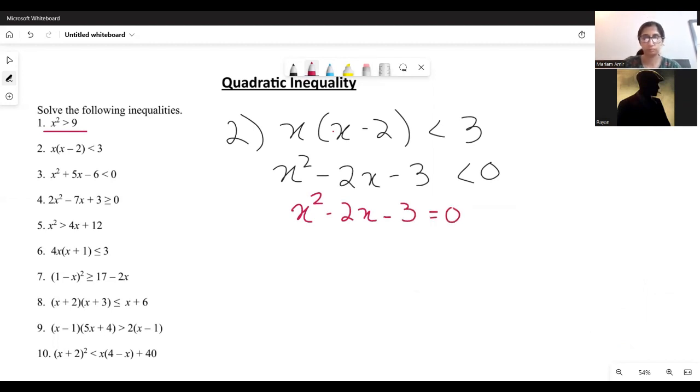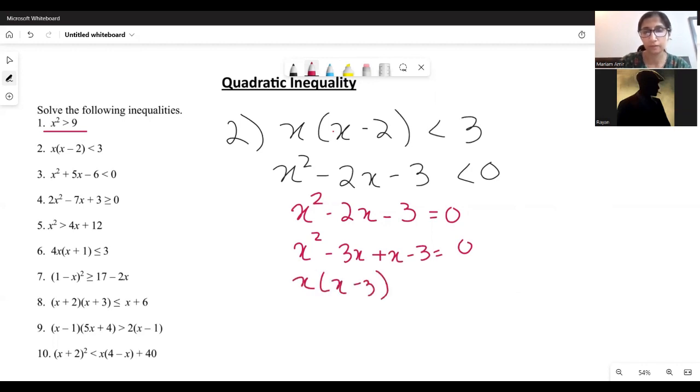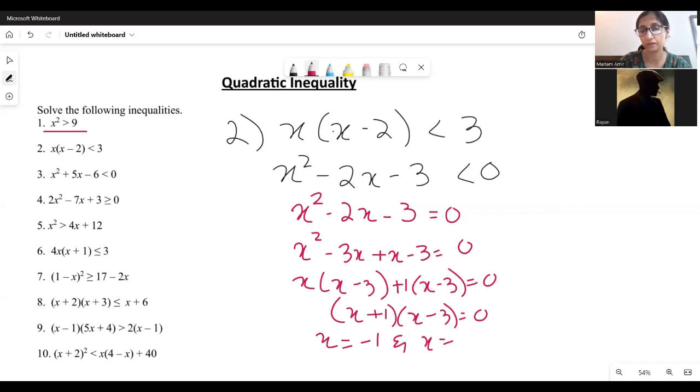I'm going to factorize this. So x squared minus 3x plus x minus 3 equals 0. x is common, x minus 3. Plus 1 is common, x minus 3. And then in one bracket we have x plus 1, in the other bracket we have x minus 3, equals 0. Our first root is x equals minus 1 and our second root is x equals 3.